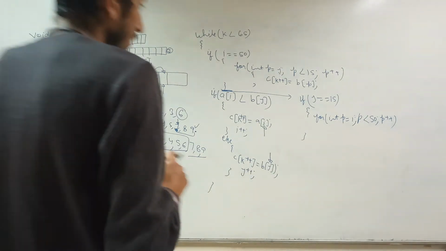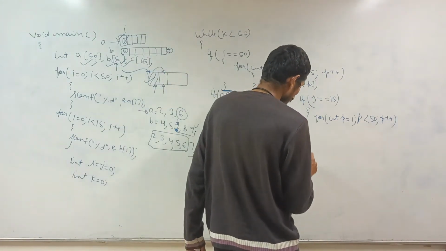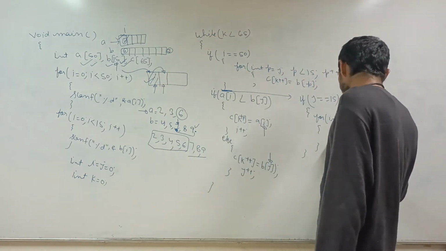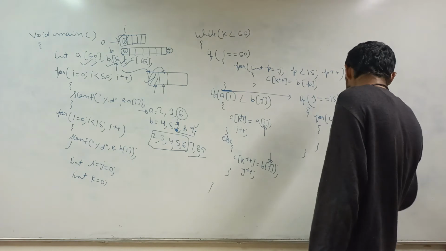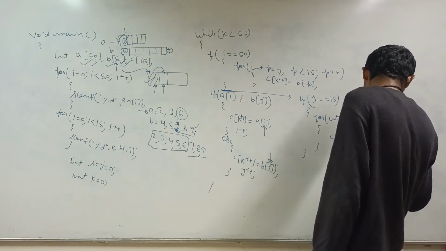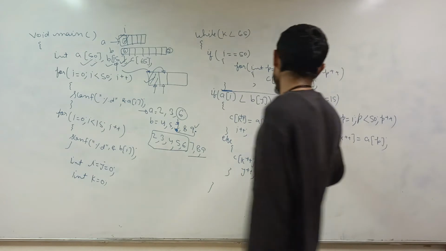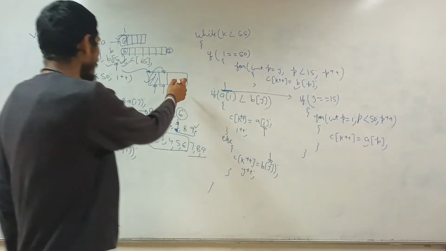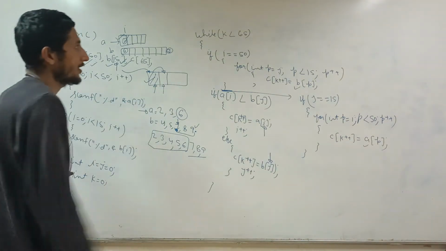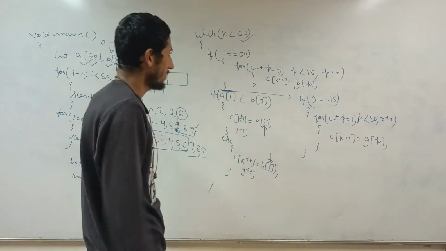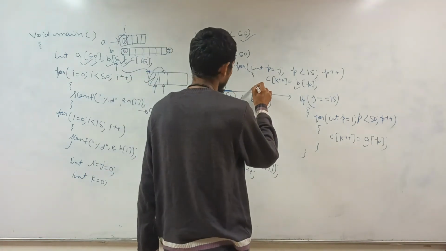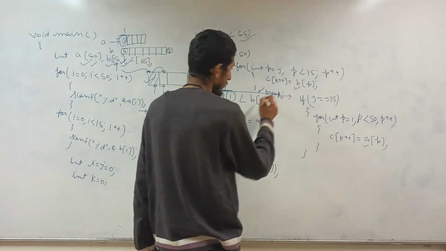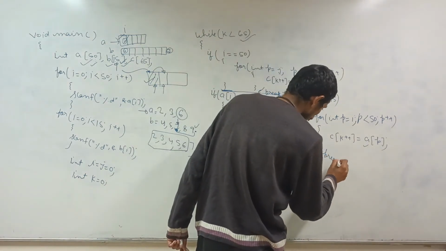Then what I have to do? I have to copy the remaining elements. So how can we do that? C of k plus plus equals A of p. So this time we have copied the element from B, this time from A. And once all the elements have been copied, there is no need to stay inside the loop, so you can put break here, because your task has been completed.